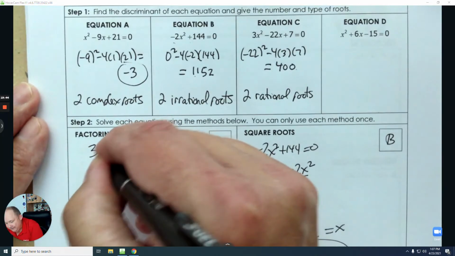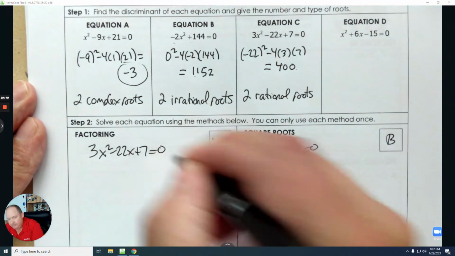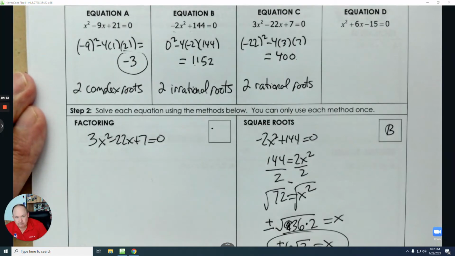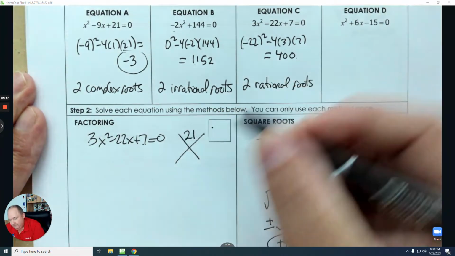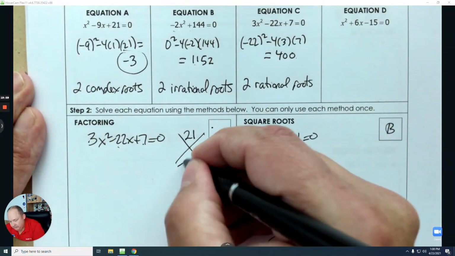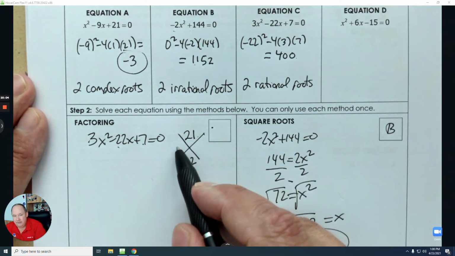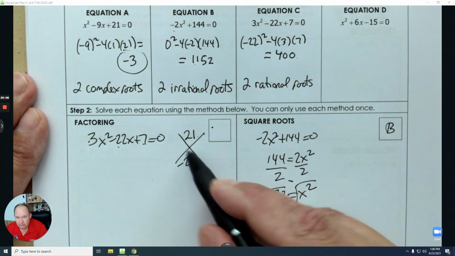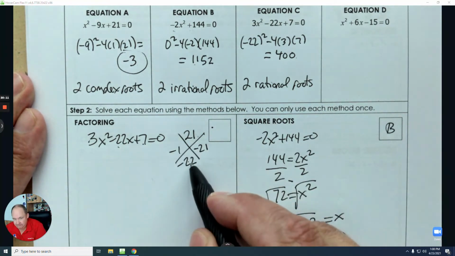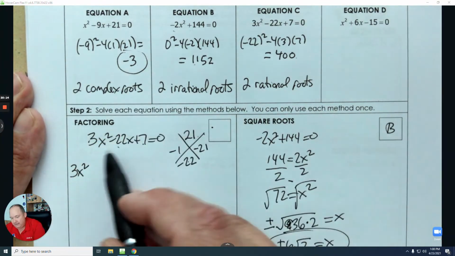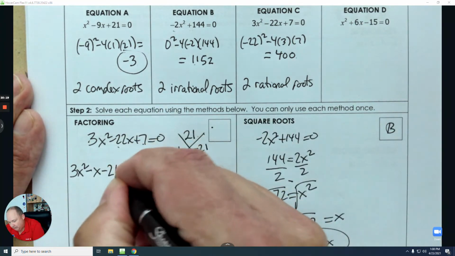So we have 3x squared subtract 22x plus 7. Step 1, I'm going to go 3 times 7, and then negative 22 is going to go underneath. We're going to organize this, and I need to find two numbers that multiply to 21, and the same two numbers add to negative 22. So I'm going to put those two numbers down. Once I find those two numbers that fit, then I go back to the equation. I'm going to replace negative 22x with negative 1x and negative 21x.